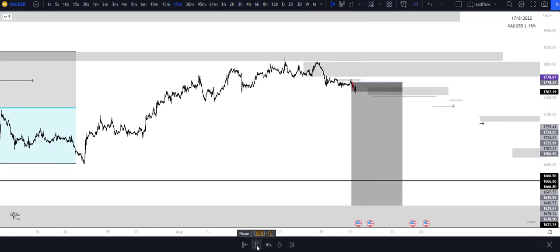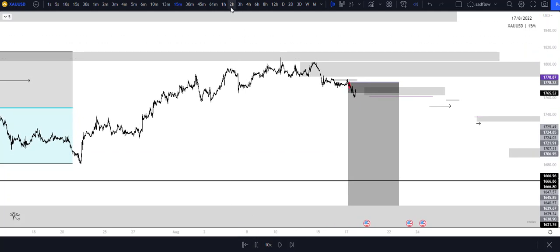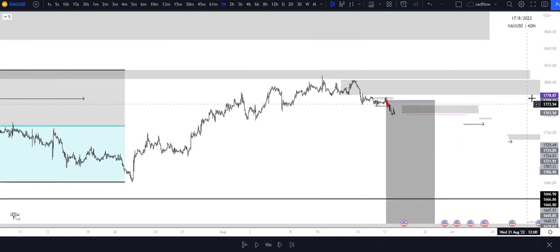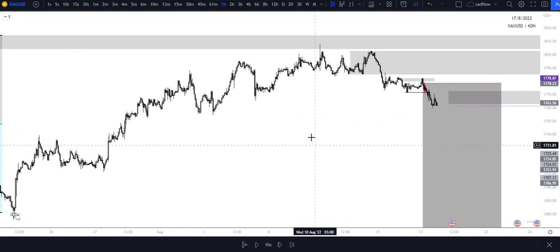Price starts to play out. We start to get that drop to the downside. We can go to an hourly chart to see what happens within these areas. But again, let's talk about the retail mentality. What are they looking for at these lows?